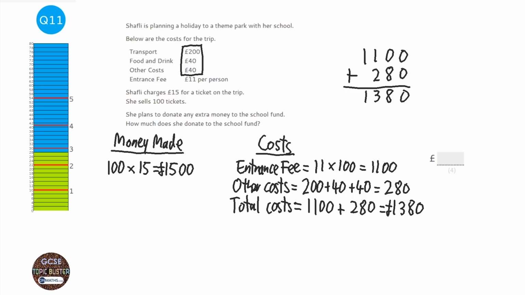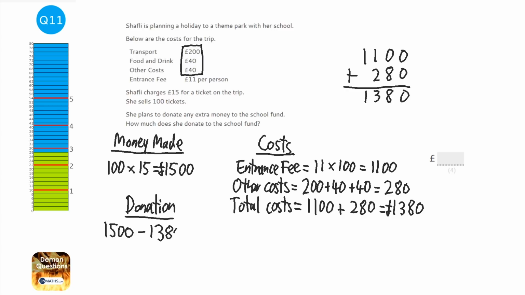So she's donating all the extra money to the school fund. So to work out how much she's donating, and be really explicit with what you're working out, the donation is the money coming in, take away the money going out. And again, you can use any method you feel happy with. And obviously if this is on the calculator, you just type it into the calculator.